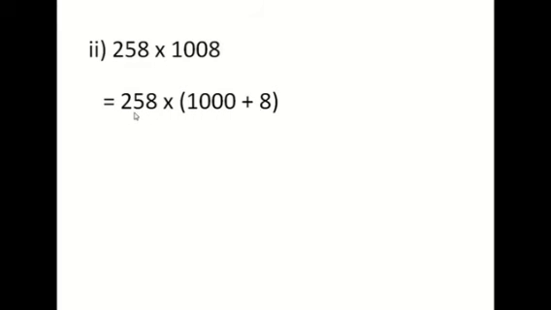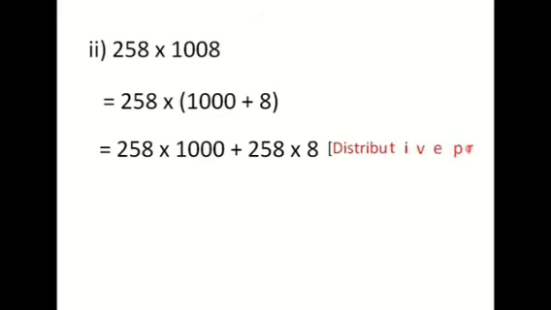So it is now written in the form of A into B plus C, where 258 is A, 1000 is B and 8 is C. So we got A into B plus C. So what can you write from that? We can write A into B plus A into C. Yes? So please write. So it will be 258 into 1000 plus 258 into 8. So which property have you used right now? It is distributive property of multiplication over addition.